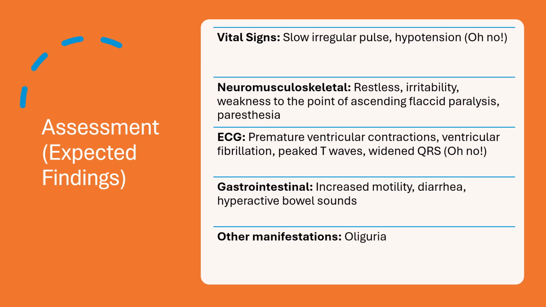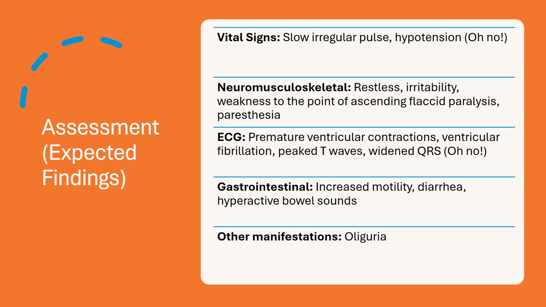Neuromuscular: restlessness, irritability, weakness to the point of ascending flaccid paralysis or paresthesia, so basically numbness or not being able to move my muscles. ECG: premature ventricular contractions. And what I will say about ventricular contractions, anytime it's a ventricular contraction, those are your deadly contractions. So we get very worried about things like VTAC, VFib, peaked T waves and widened QRS. You don't want a widened QRS. That's a very bad sign. So that's why I say this electrolyte is associated with death. It's one of the ones we worry about probably the most.